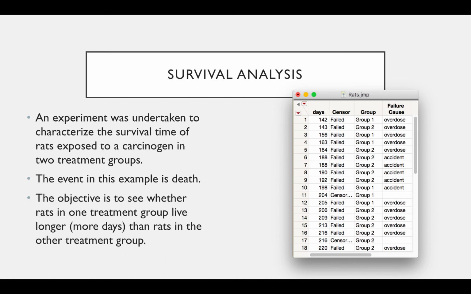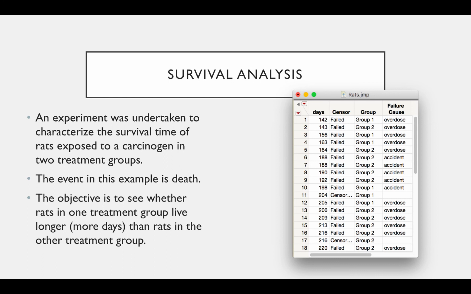In this case, we're going to use this rats data. An experiment was undertaken to characterize the survival time of rats that are exposed to a carcinogen in two different treatment groups. And we're looking at when they die. So we're tracking them for a number of days. And that censor column, failed or censored, failed means they died. And censored means the last time we kept track of them at day 204 for rat number 11, that rat was still alive. We didn't know what happened yet.